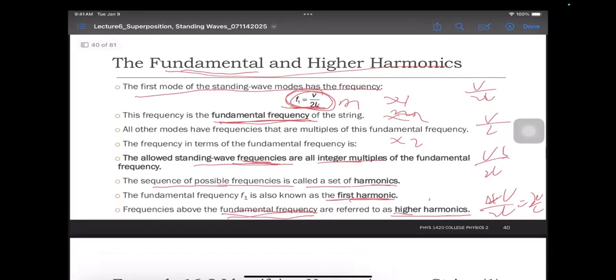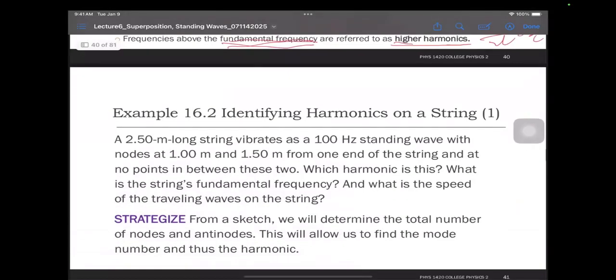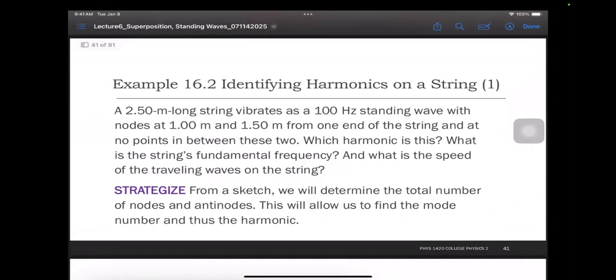This is the definition when we talk about the fundamental harmonic and higher harmonics. Okay, let's see one example.